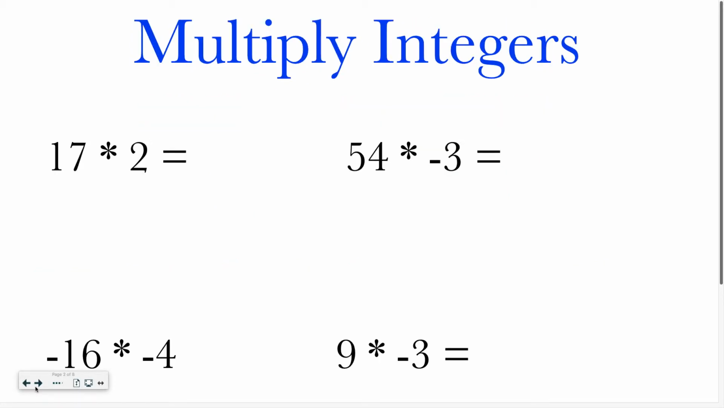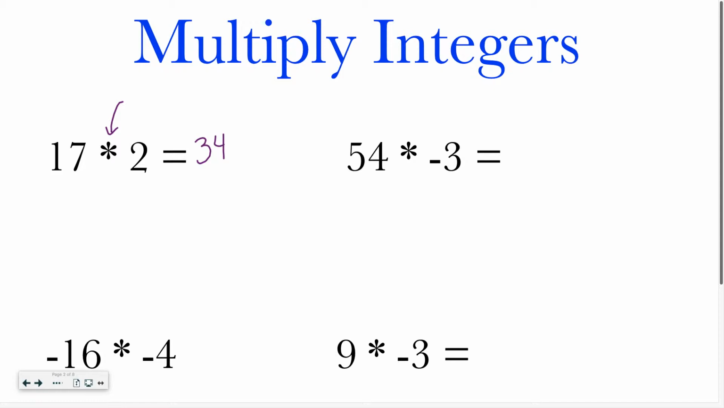Okay, so if I asked you, what is 17 times 2? I'm going to use this symbol to represent multiplication because it's the easiest one to type right now. A little star. Okay, so 17 times 2. If I did that, I would end up with 34.